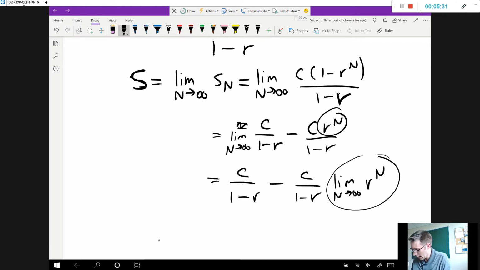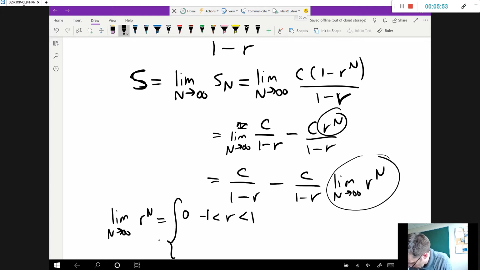Well, let's think about that for a second. That's just the sequence that we studied earlier. That just comes from the geometric sequence. And we, in fact, already know that this quantity is going to approach 0 if r is between -1 and 1. I encourage you to go back and watch some of the videos from chapter 10.1 if you don't remember that, but we did actually argue that earlier on.